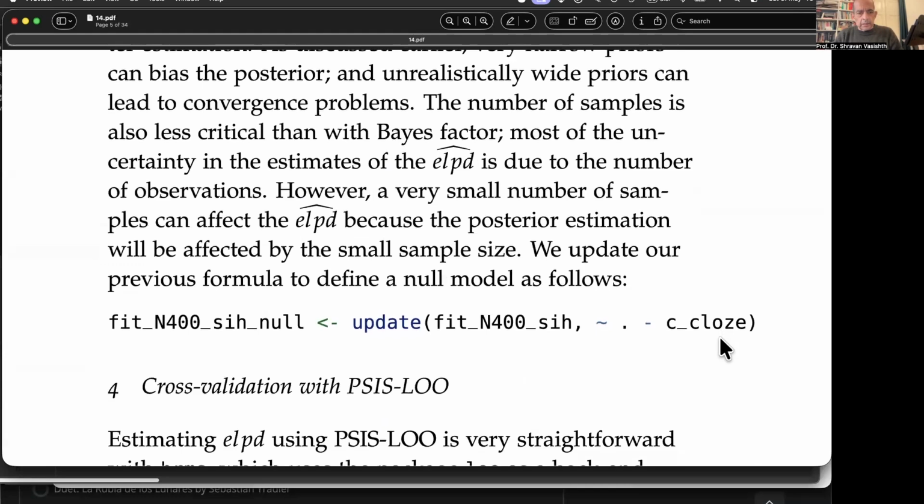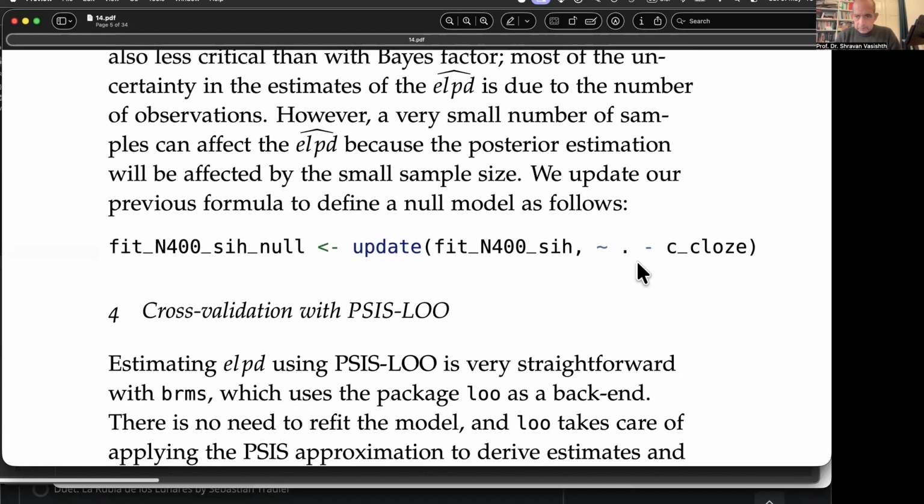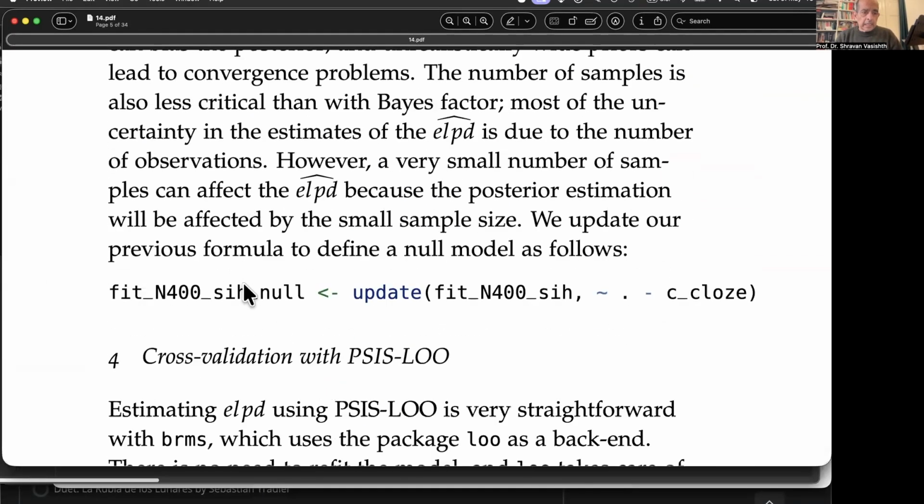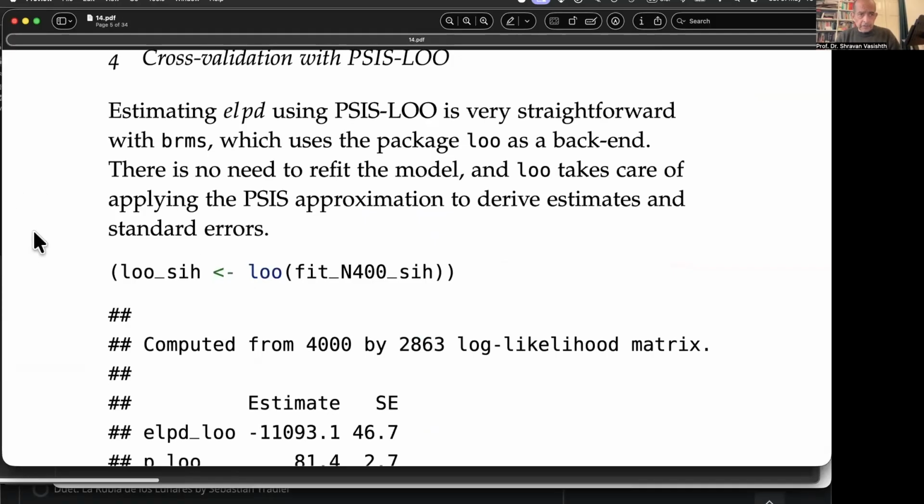All right, so we can set up the null model by just removing the fixed effect slope from the full model, and we update the model to get the null model here. So now we have the null model as well as the full model here, right? So we want to compare these two models. And there's a function that we can use from the loo package, which computes an approximation of leave one out cross validation. So leave one out cross validation is the extreme case of k-fold cross validation, where you leave out exactly one data point each time. Of course, computationally very expensive.